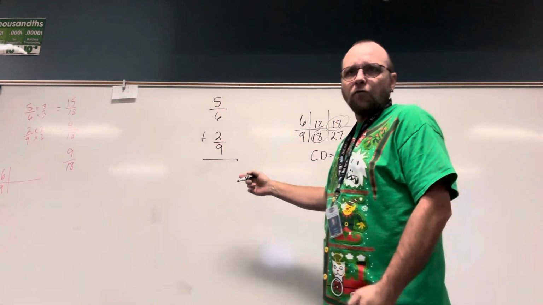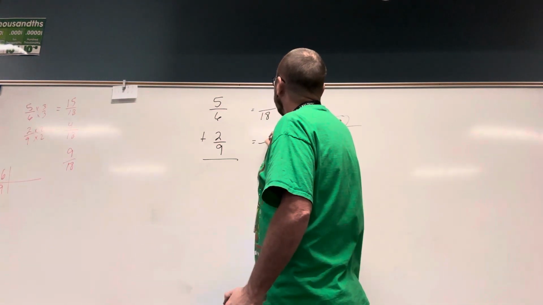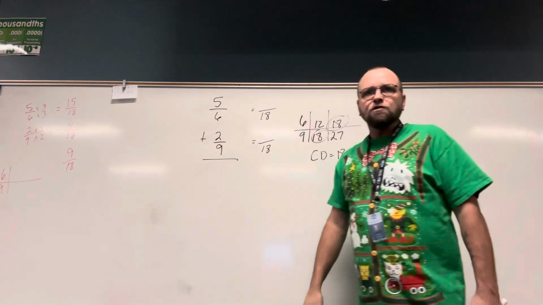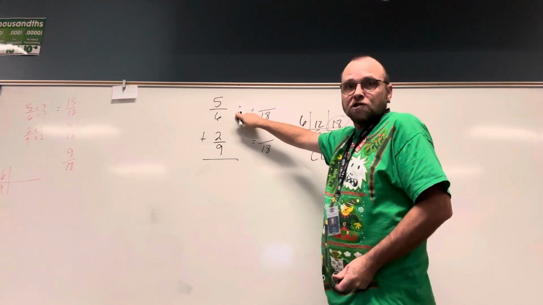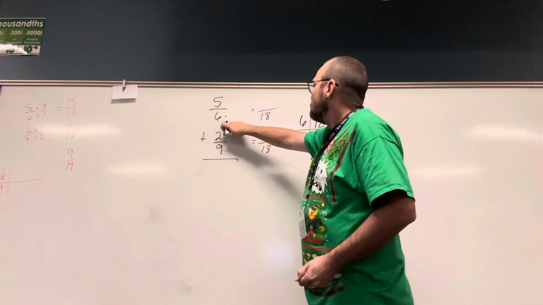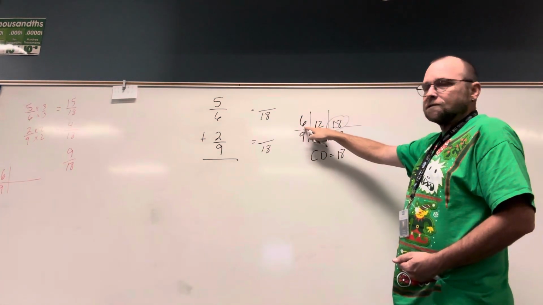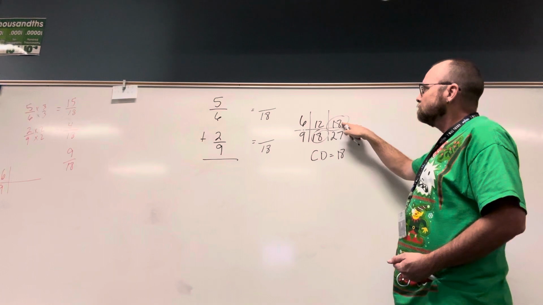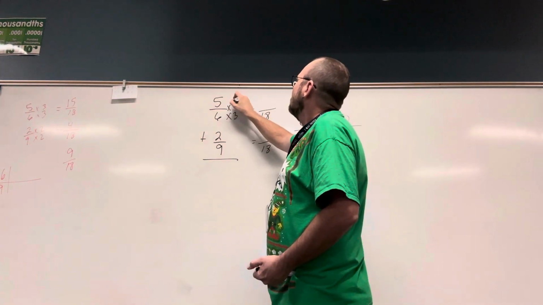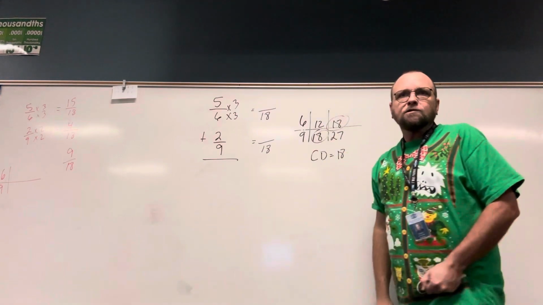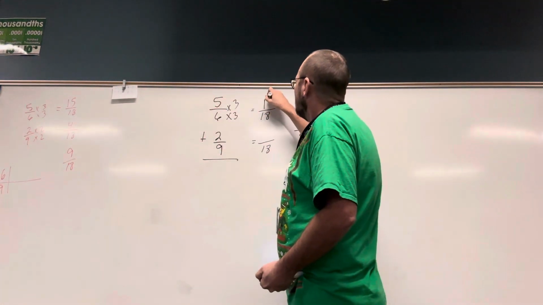Now we need to change both of these so that they have a denominator of 18. Since we don't want to change the value, we're going to multiply the numerator and denominator of each fraction by the same thing. So here, 6 times what is 18? If I look back here, that's 6 times 1, 6 times 2, 6 times 3. So I have to multiply by 3 over 3, because 3 over 3 equals 1. 5 times 3 is 15.